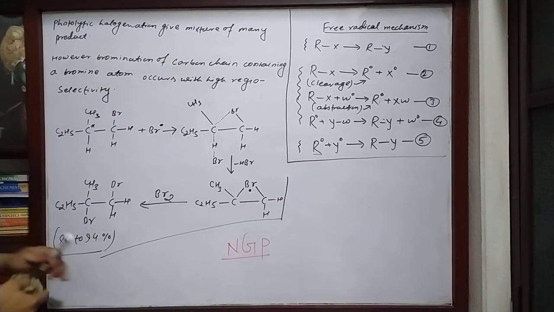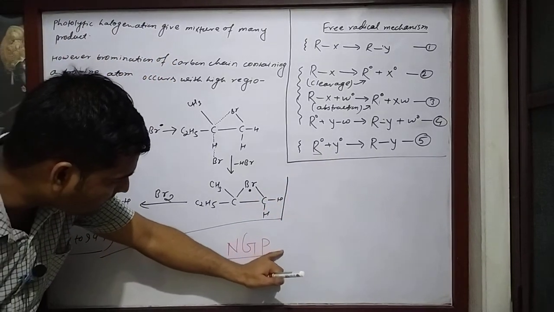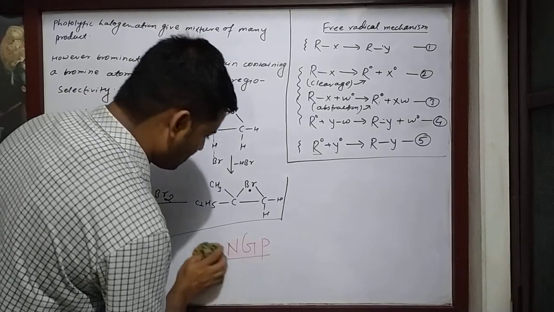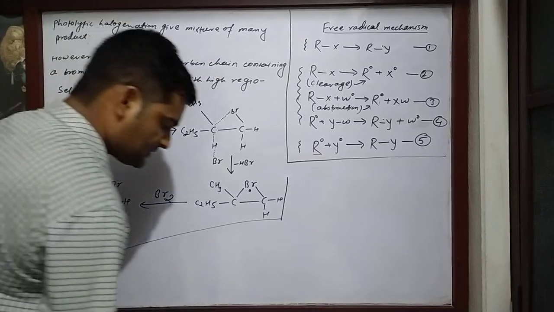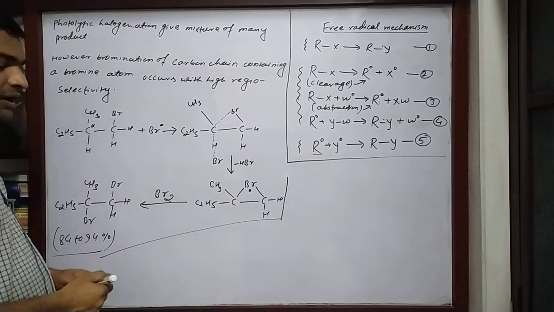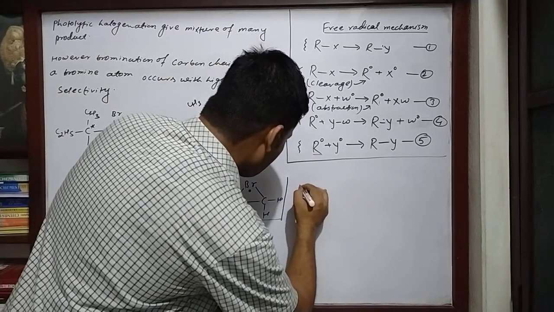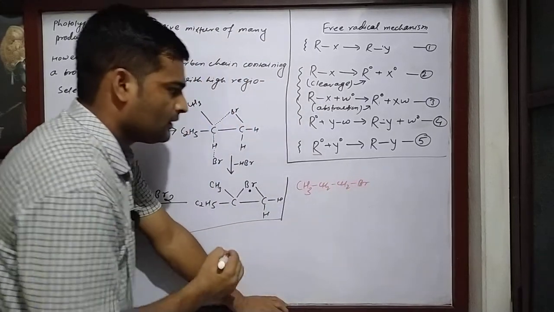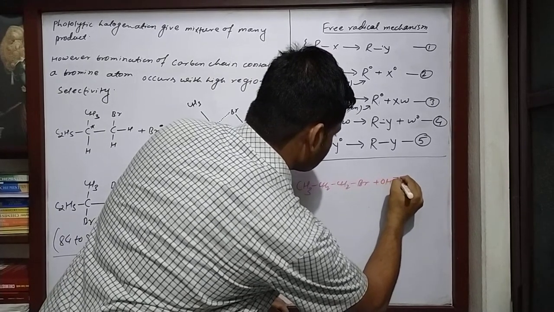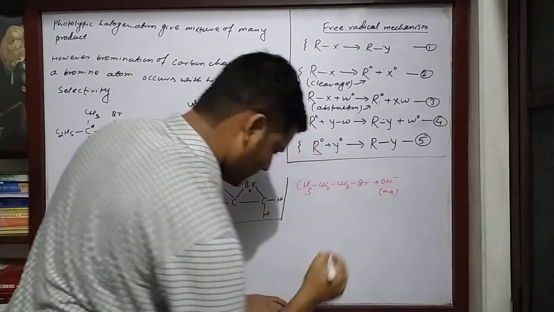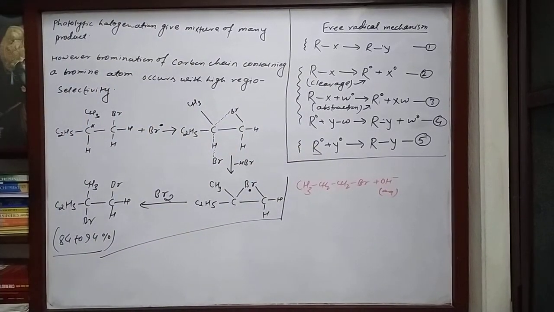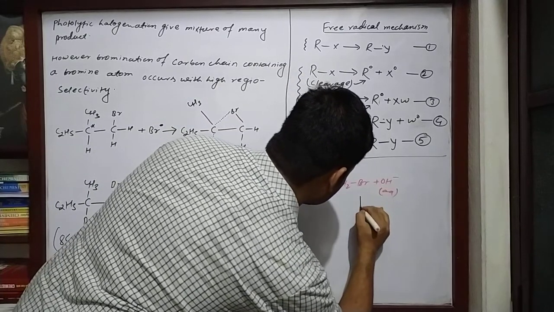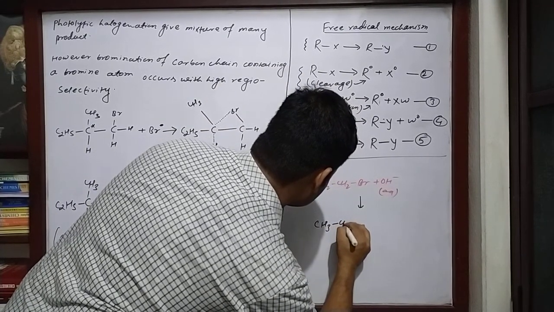Now come to the NGP, neighboring group participation in free radical substitution reaction. But first try to understand what is NGP or neighboring group participation. Neighboring group participation is also involved in nucleophilic substitution reaction. Suppose we take CH3CH2CH2Br and react this molecule with aqueous OH minus, which acts as a nucleophile.